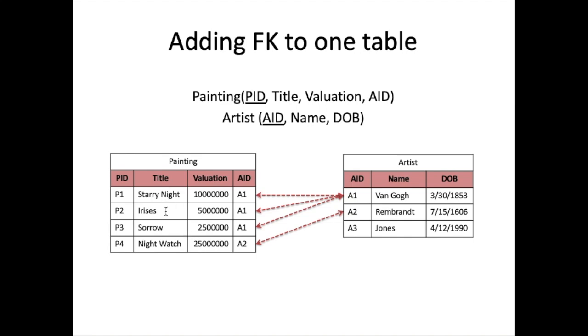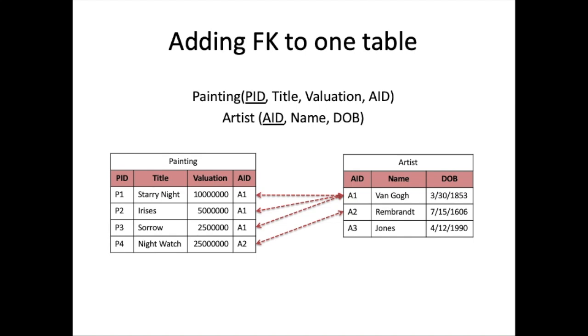So Starry Night, Irises, and Sorrow were all painted by Van Gogh. So here's our extra column that we added for our foreign key. And each of those rows has the same foreign key that I'll say points, remember, it's not really a pointer, but points to the row for Van Gogh in the artist table. And then the painting Night Watch was painted by Rembrandt, so we store in the AID column of the row for Night Watch the artist ID for Rembrandt, A2, which essentially points to this row.